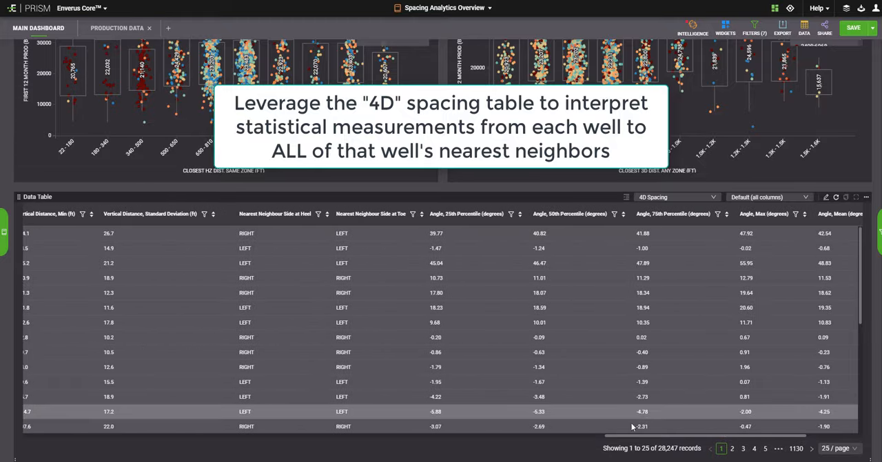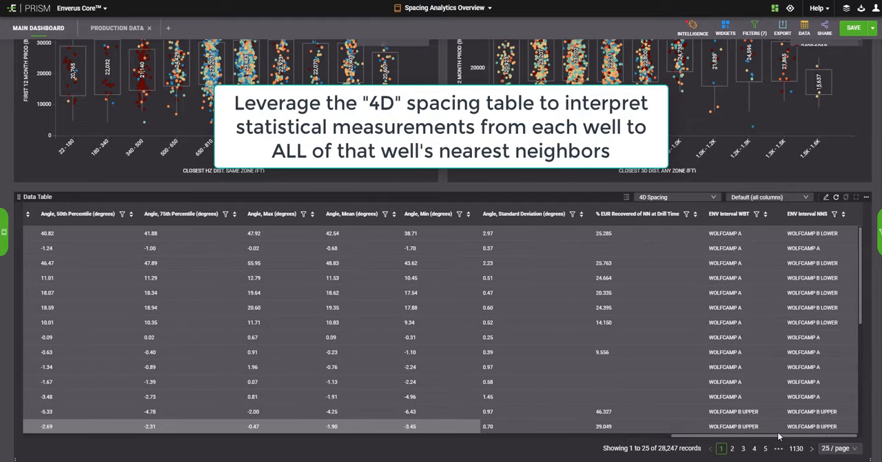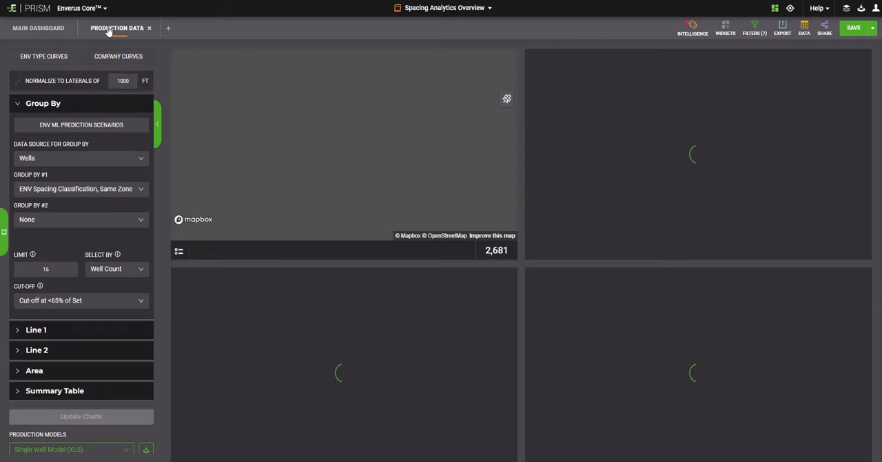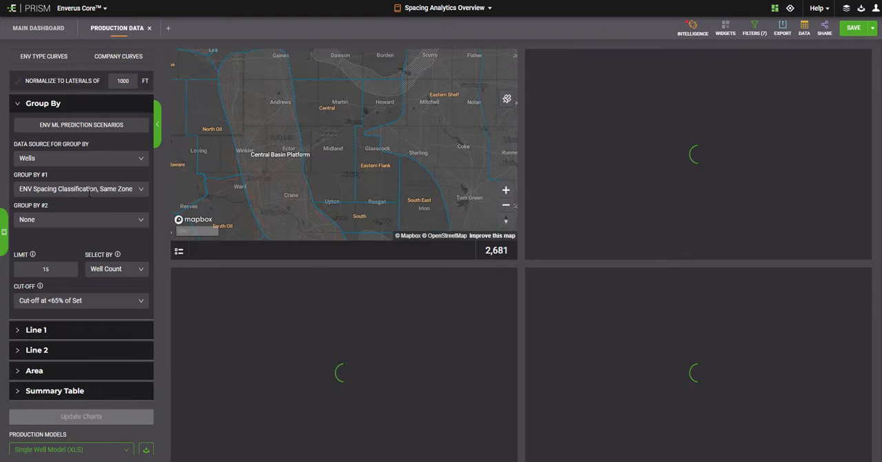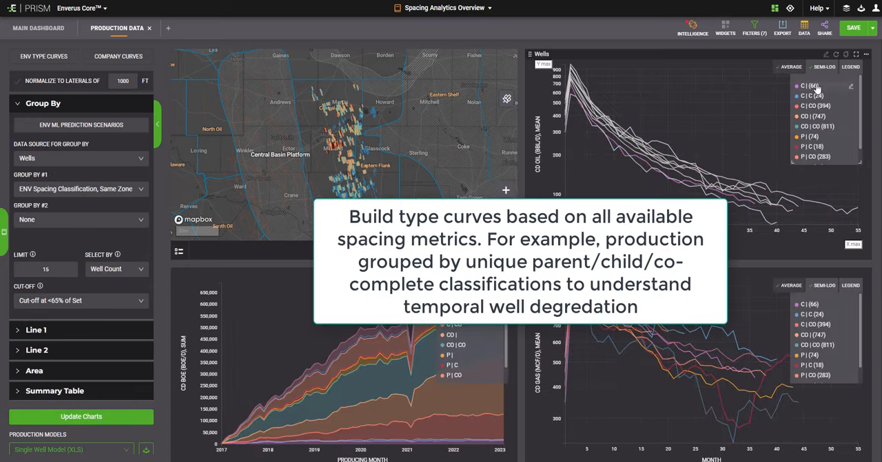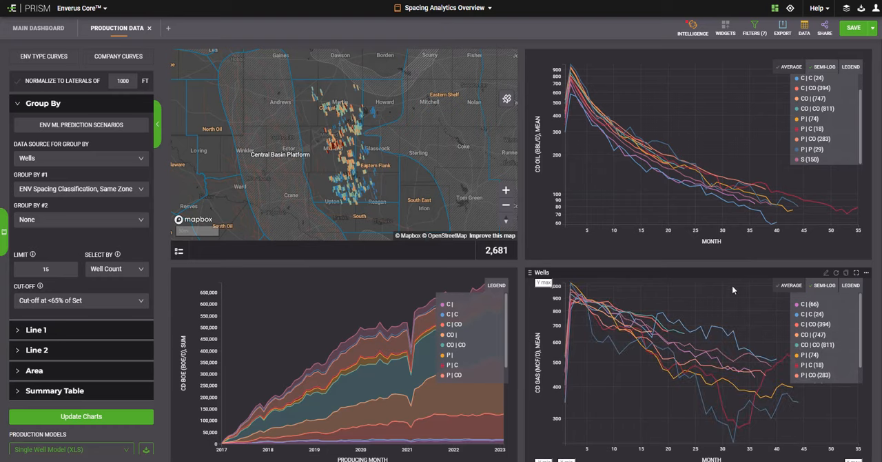For production degradation analysis, binning type curves into spacing classifications that describe the boundedness and the parent-child relationships allow you to properly assign production assumptions for future development of undeveloped inventory, noting how children wells are significantly impacted compared to parent or co-completed wells. In fact, these type curves can be grouped and binned into any and all of the spacing metrics we've covered here in this video.